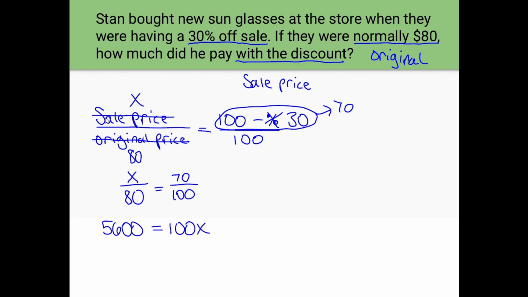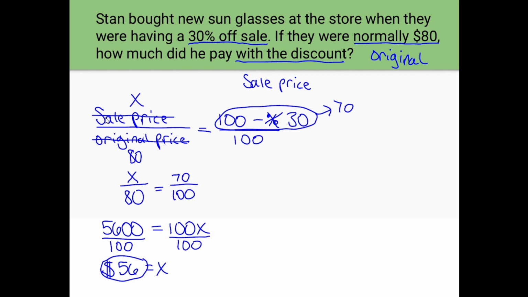And now I need to get x by itself. So I'm going to undo that times 100. I'm going to divide by 100 on both sides. So after dividing by 100 on both sides, I get 56 equals x. And let's see, we're talking about money here. So I'm going to put my dollar sign. And there we go. I have my answer.